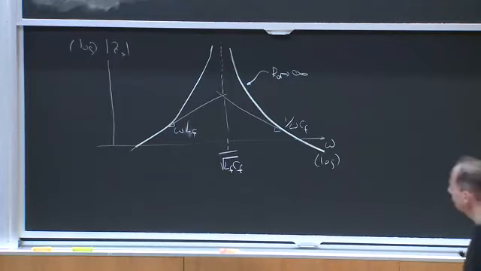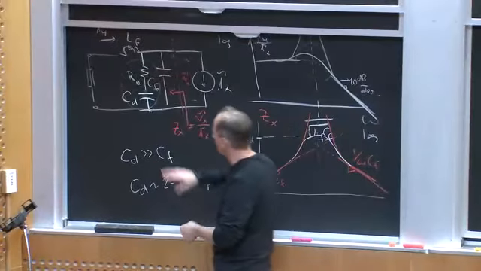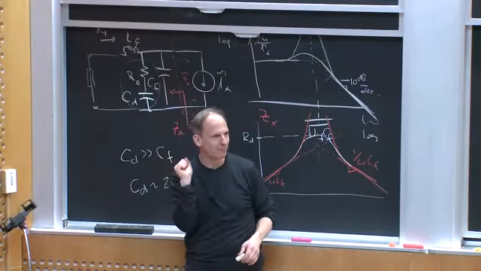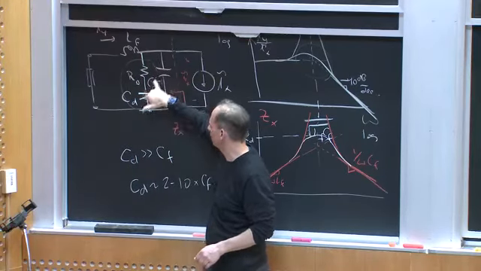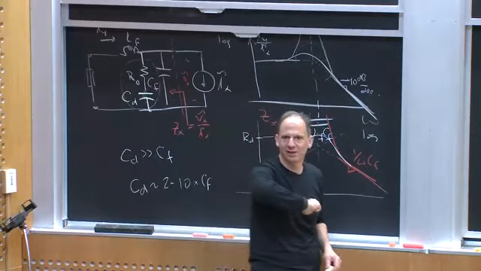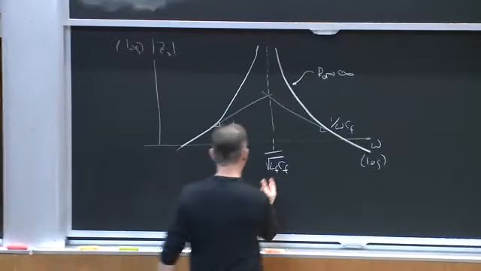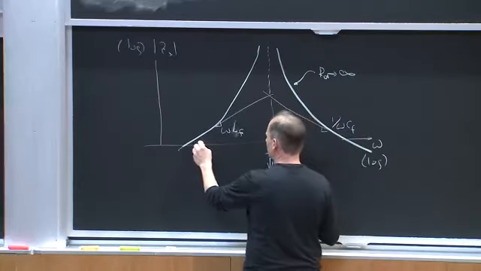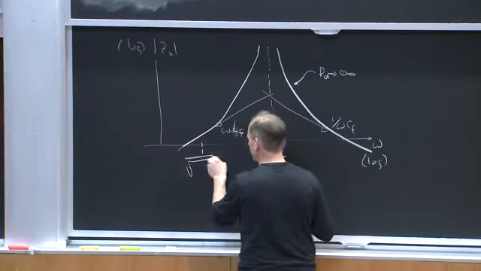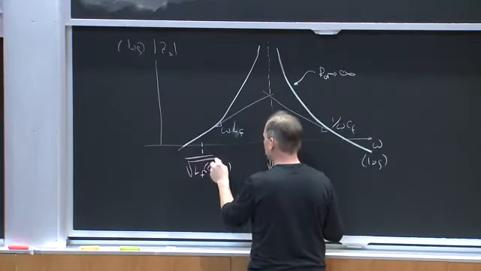So clearly I need to make RD small. What happens if I make RD super small? If RD goes to 0, I would just have CD in parallel with CF. So what I would see is something like this. Instead of having a cutoff at 1 over the square root of LF CF, I'm just putting CD in parallel with CF, so I'd have some other place, 1 over the square root of LF times CF plus CD.